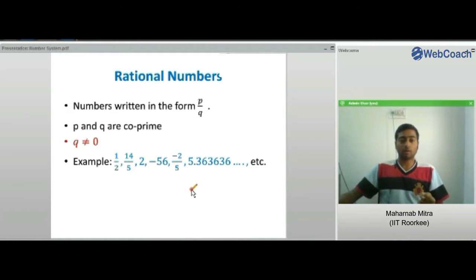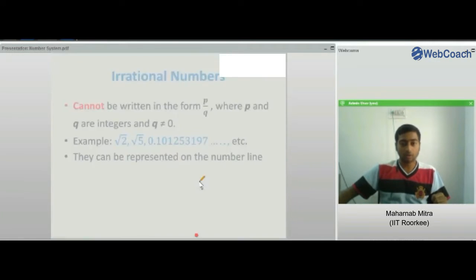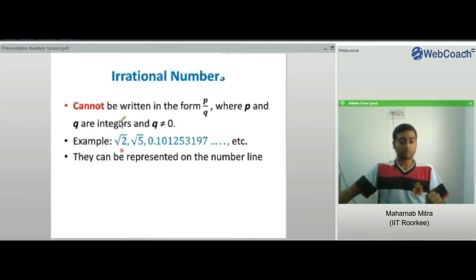So here the numbers are rational when written in the form p by q, and p and q must be co-prime, or they should not have any common factors, and q should not be equal to 0, and then only we can call them a rational number. Just 3 points you have to remember for rational numbers, and then we can start off with the irrational numbers.